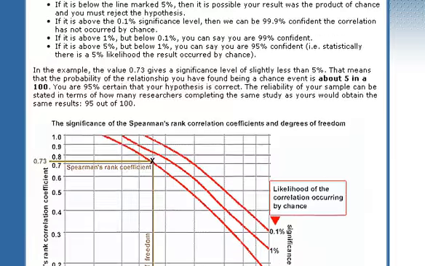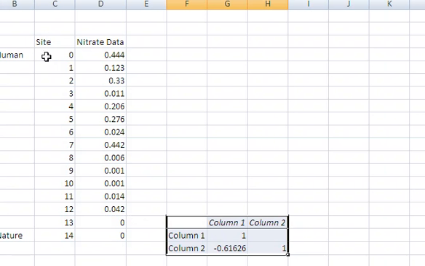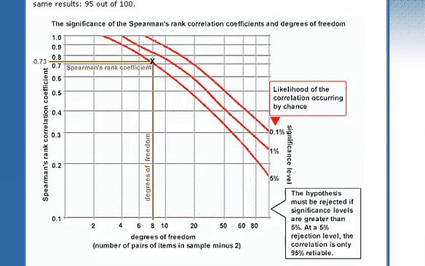The important point from our point of view is this table, or this graph in fact. What it's looking at is how two variables intersect. It's the degrees of freedom, that's the number of pairs of items in the sample minus 2. If we go back to our data, we've got 1, 2, all the way up to 14. So with 0 we've got 15 pairs of data. So we've got 15 minus 2, 13 degrees of freedom. So we're essentially about here then, right?